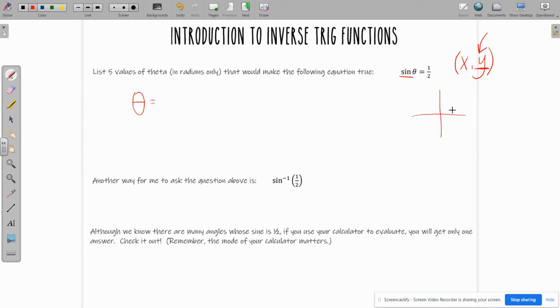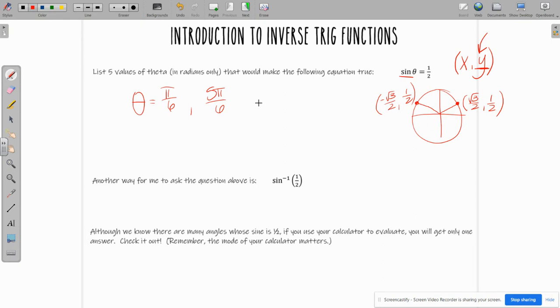So I know that when I'm on the unit circle, the first one that comes to mind is pi over 6, which has the coordinates √3 over 2, 1/2. So we could say pi over 6. But we also have over here 5 pi over 6, which has the coordinates negative √3 over 2, positive 1/2. So 5 pi over 6 would be another angle that makes this equation true.